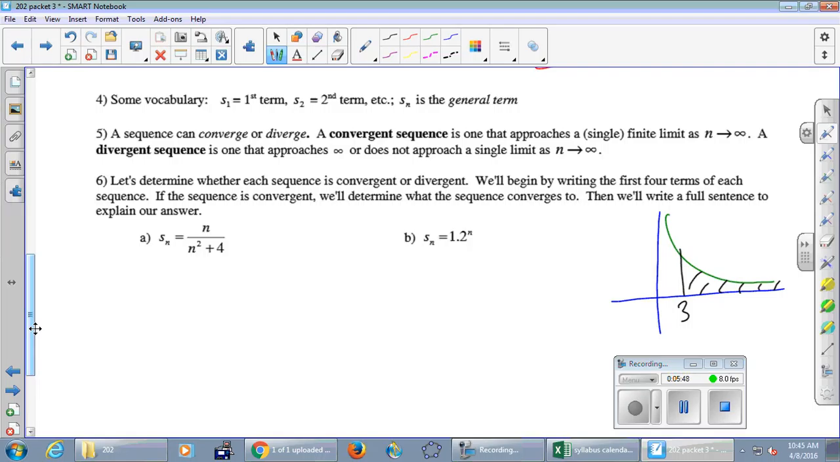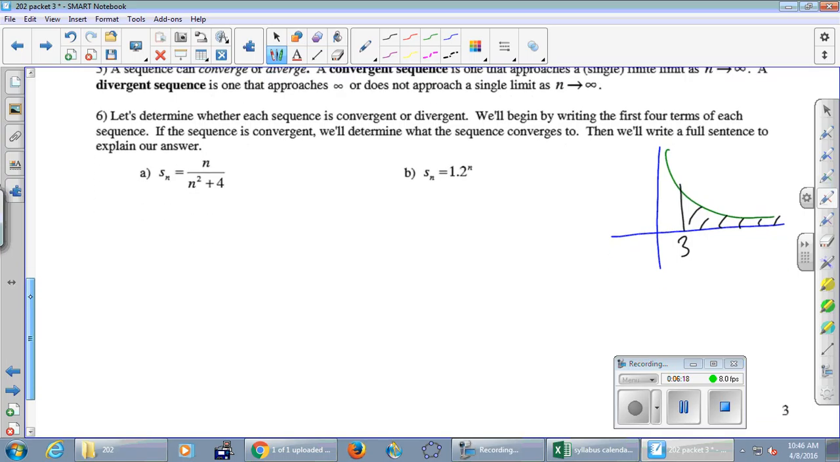So how about we focus our attention on converge first? A convergent sequence is one that approaches a single finite limit as n goes to infinity. A single finite number. Turns out some sequences can kind of bounce back and forth between two numbers or between three numbers. We just want a single number. And if you are doing anything other than approaching a single number, then you diverge. So divergent is one that approaches infinity or does not approach a single limit.